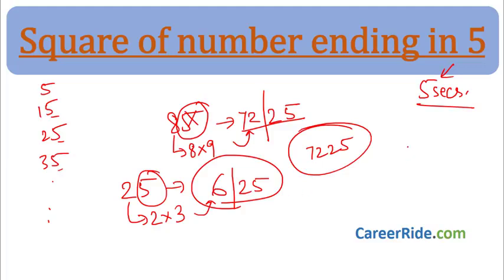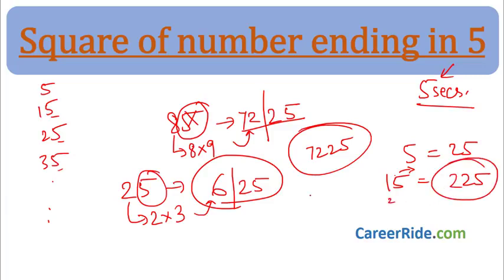Again, find the square of 5. You know it's 25. Now find the square of 15. What would it be? 5 square is 25. 1, the next digit is 2. 1 into 2 is 2. 225. This is the square of 15. See how easy it was. Just in 5 seconds you can find the square of a number ending in 5.